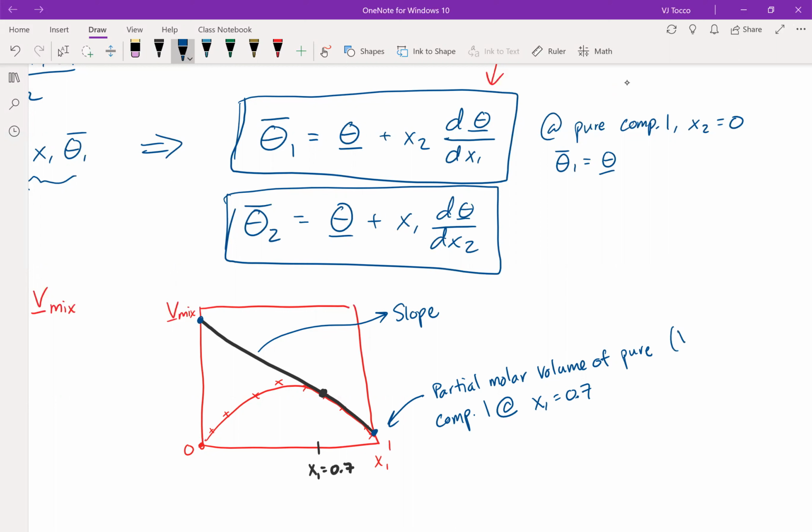Likewise, so just in terms of variables, this is V over bar 1, evaluated at x1 is equal to 0.7. And up here, I've got the partial molar volume of component 2 at x1 is equal to 0.7. That's up there. All right, that's enough for this video.